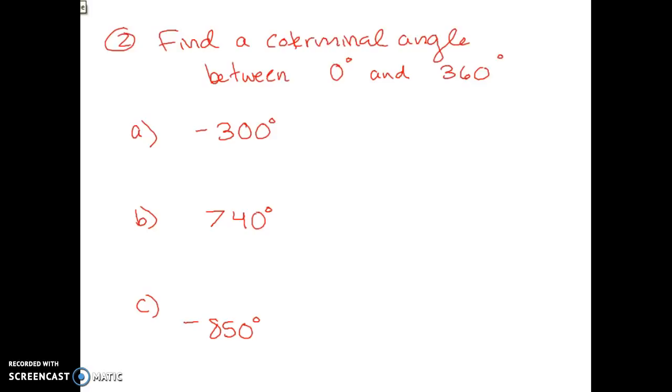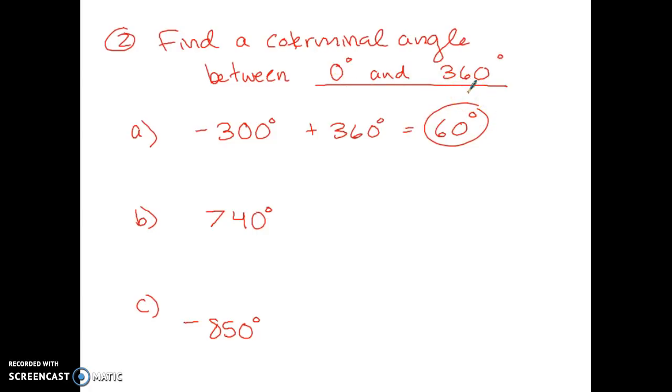All right, so same concept, I'm just asking a little different way. I'm asking for you to give me an answer in between 0 and 360. So this one, you couldn't have as many answers. So if I want something to be in between 0 and 360 for negative 300, what am I going to have to do? Well, if I subtract 360, I'm still going to be in the negative, so that's no good. So I need to add 360. So if I add 360, that gives me 60 degrees, and that is in between its parameters.